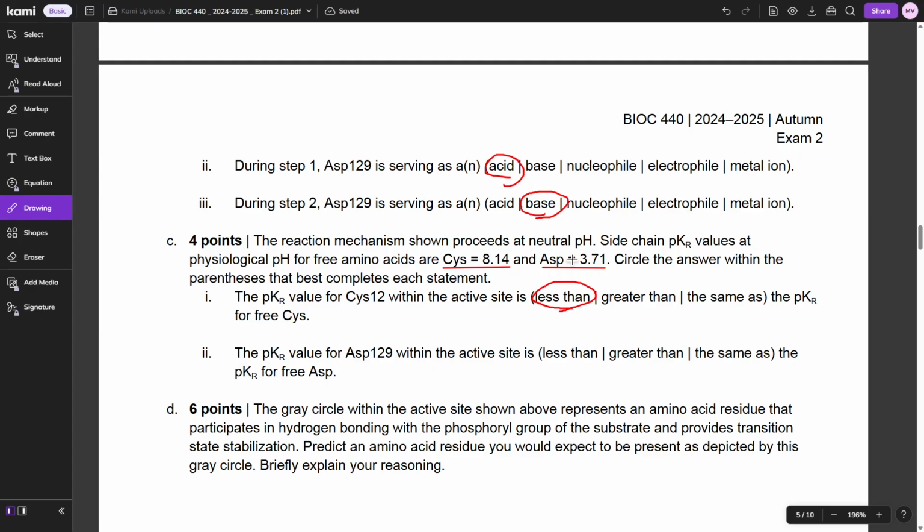We need it to act as both a base and an acid, though. So if I wanted it to act as both, I would expect it to be a little bit higher than 3.71, maybe around 5, maybe 6. Maybe it is 7. That's a really high pKa for an aspartate, but it definitely should be higher. In order for it to act as both an acid and a base, it needs to be able to accept that proton and deliver that proton. And if its pKa is too low, it's going to be mostly in its basic form, because it's going to be deprotonated. Does that make sense? So I expect it to be greater than. Good? Okay.